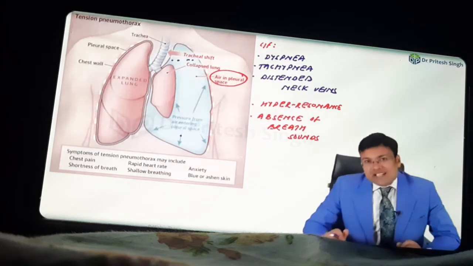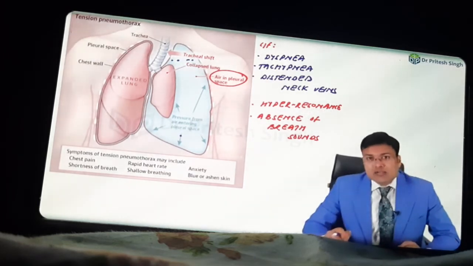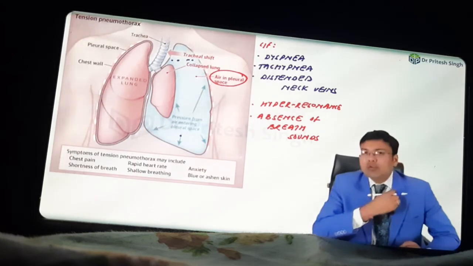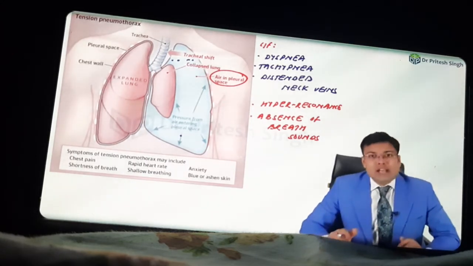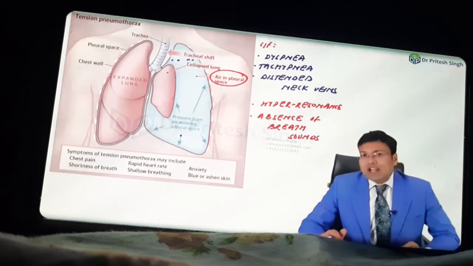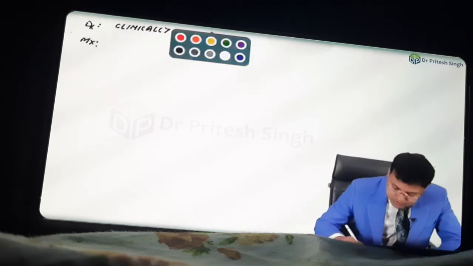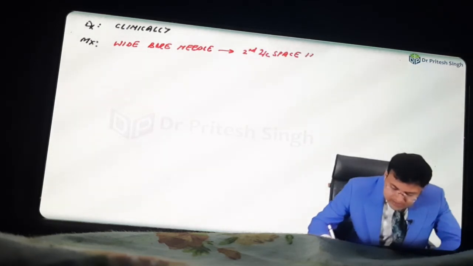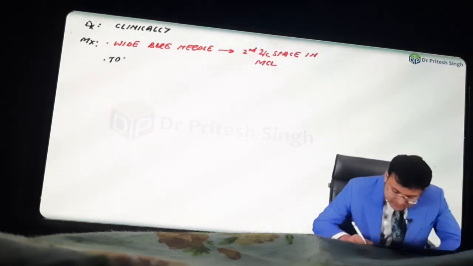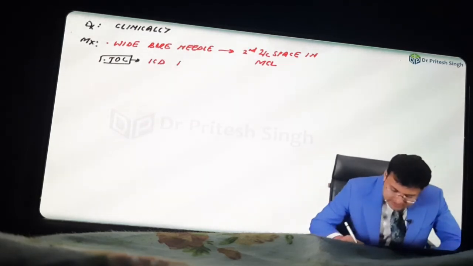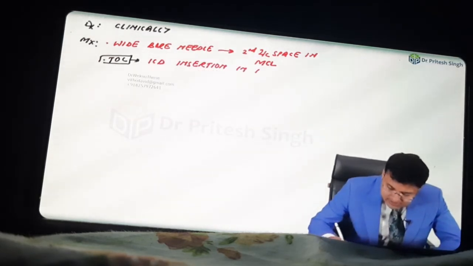Be careful. Diagnosis of flail chest and tension pneumothorax is made clinically. On the basis of suspicion, immediately insert a large bore needle into the second intercostal space in the mid-clavicular line, which buys you some time to insert the chest tube in the triangle of safety. So remember, it's diagnosed clinically. Management: put a wide bore needle into the second intercostal space in the mid-clavicular line. And the treatment of choice is ICT insertion in the triangle of safety, in the fifth intercostal space.